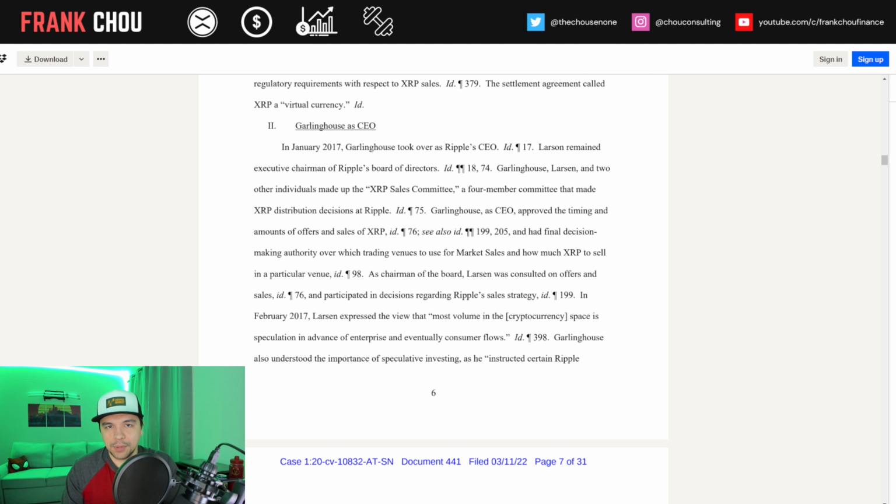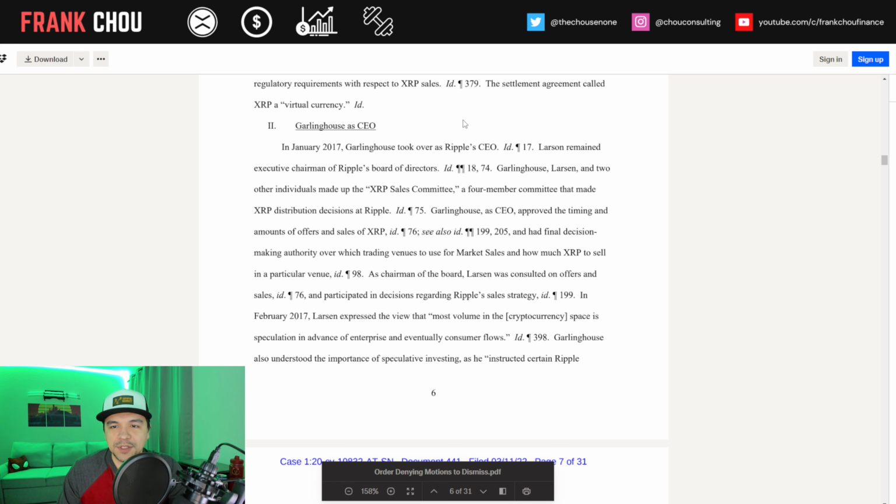Now here's the second part. Garlinghouse's tenure as CEO, from the time that he became CEO through now, where he still serves in that role. In January 2017, Garlinghouse took over as Ripple CEO. Larsen, misspelled here, remained executive chairman of Ripple's board of directors.